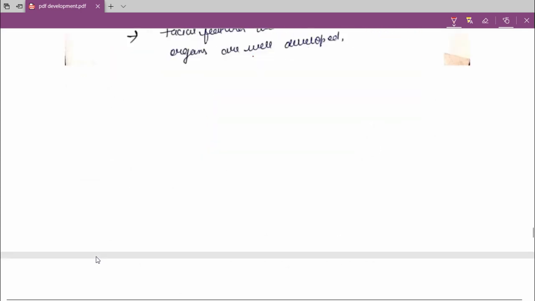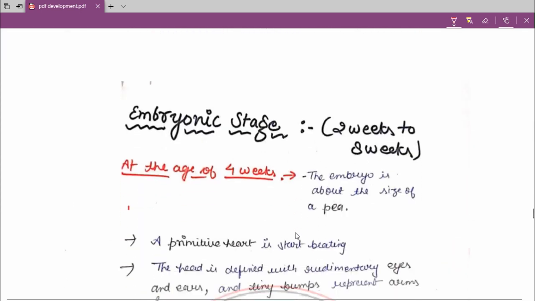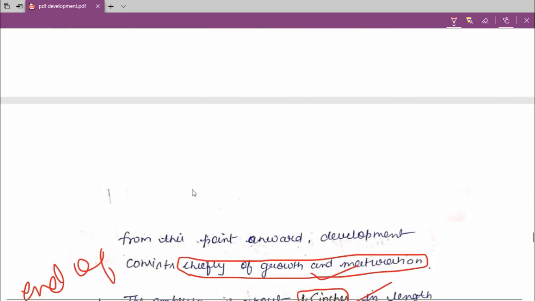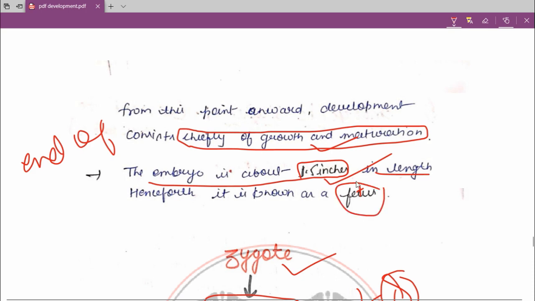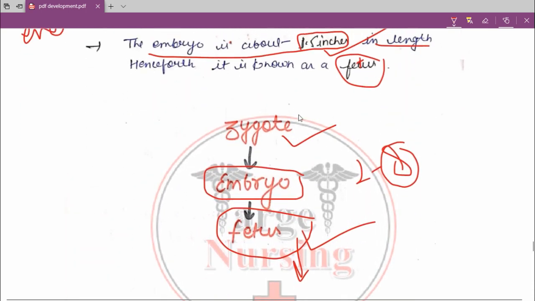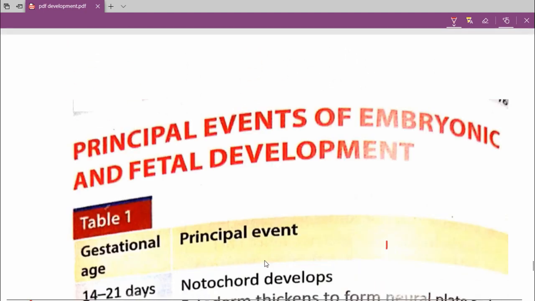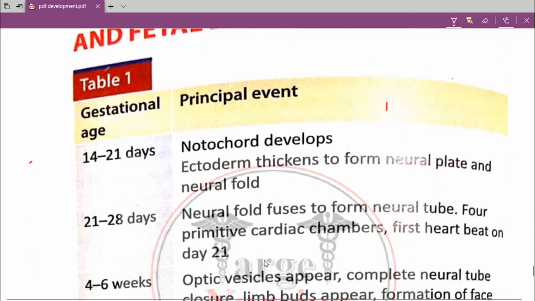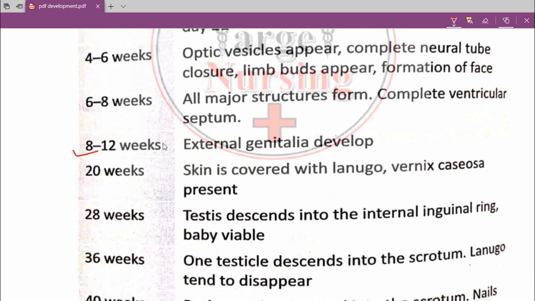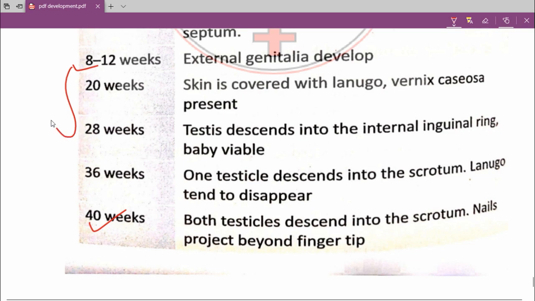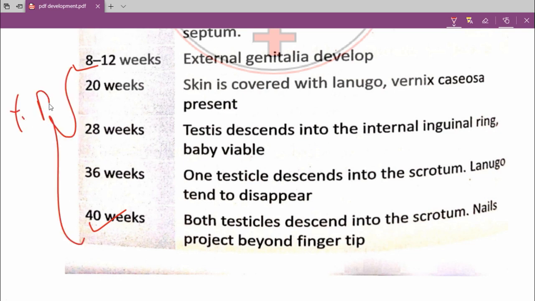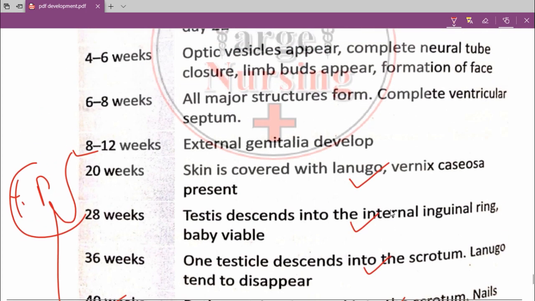Okay, and the embryonic stage started from 2 weeks to 8 weeks. And at the end of 8th week, the fetus will develop. Okay, at the end product of fertilization we are gaining zygote, and in the pre-embryonic stage we are gaining embryo, and at the end of embryonic period we are gaining fetus. Then the fetal stage started from 8 weeks till birth. This is the fetal period.